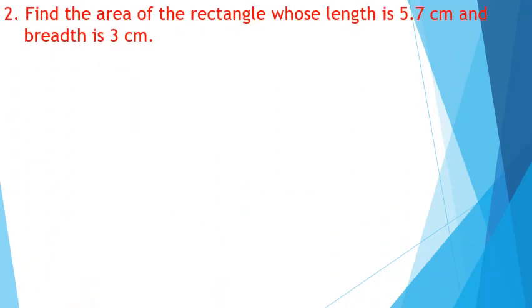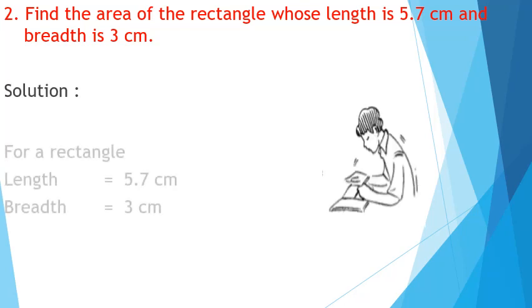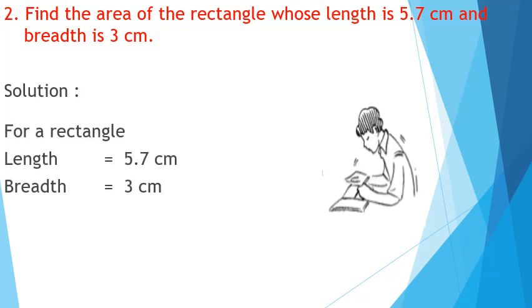Our next question is question number 2. Find the area of a rectangle whose length is 5.7 centimeter and breadth is 3 centimeter. We can solve it like this. For a rectangle, length equal to 5.7 centimeter, breadth equal to 3 centimeter. Now we have to find the area of the rectangle.